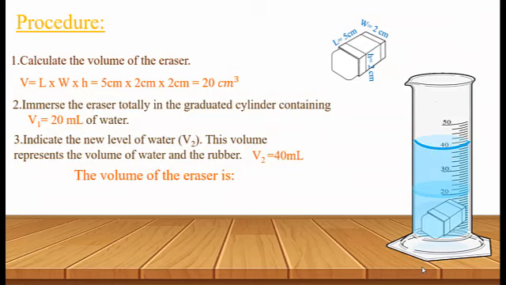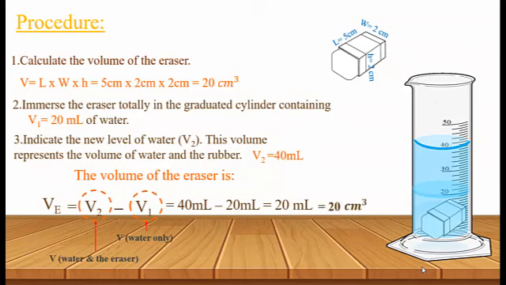The volume of the eraser is equal to V2, that represents the volume of the water plus the eraser, minus V1, that represents the volume of the water. That is equal to 40 milliliter minus 20 milliliter to give 20 milliliter. That is the same as 20 centimeter cube because 1 milliliter is equal to 1 centimeter cube. Then finally, the volume of the eraser is 20 centimeter cube.